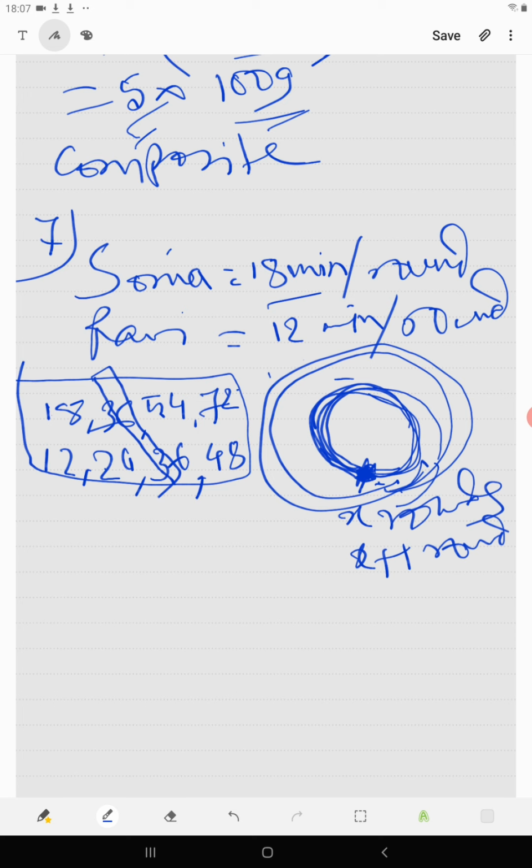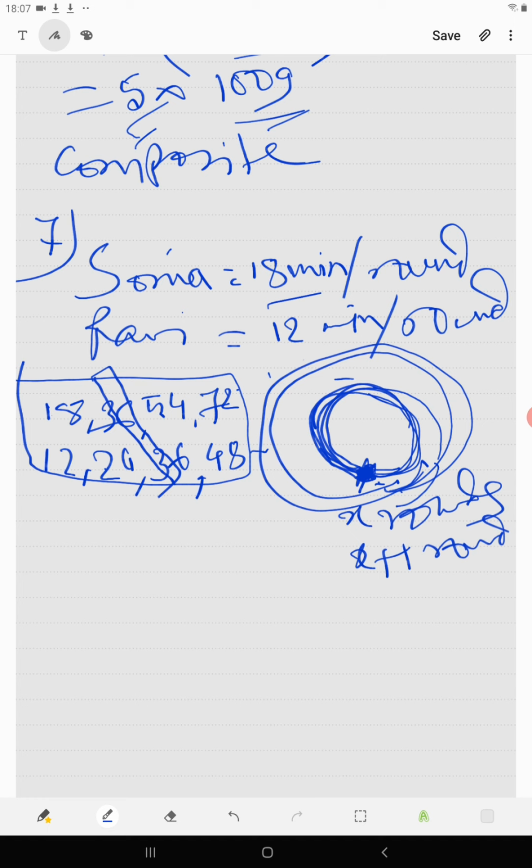So first round for Sonia it is 18, second round 36, she will reach the starting point. Third round 54 seconds, fourth round 72 seconds she will reach the starting point. Similarly, Rabi completes the first round in 12 and comes again to the starting point. Second round at 24 seconds, third round at 36 seconds, fourth round at 48 seconds. So the answer, without doing any LCM, is 36.